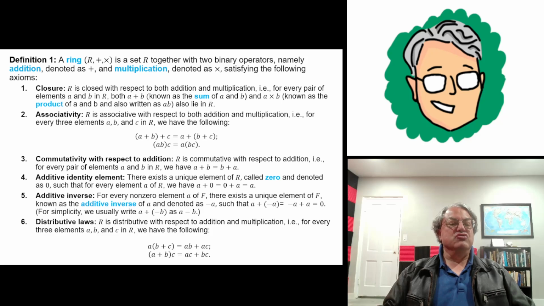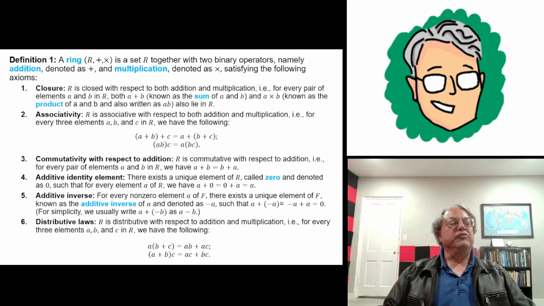First is closure. It's closed with respect to both addition and multiplication. That means that if you have any two elements, little a and little b of capital R, then both their sum, a plus b, and their product, a times b, which we can also write as ab, are also elements of R. The second property is associativity. Both addition and multiplication are associative, which means that it doesn't matter in which order you add three elements or multiply three elements. You can group them two different ways, and it doesn't matter how you group them.